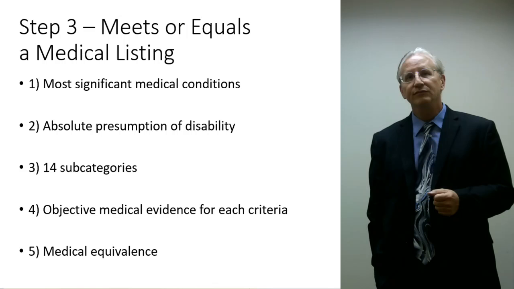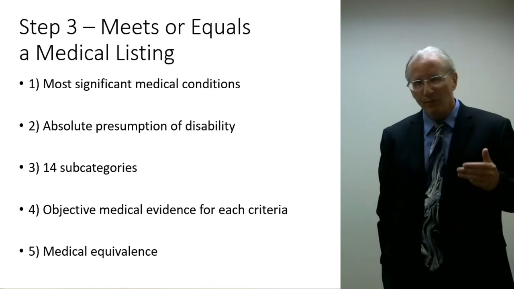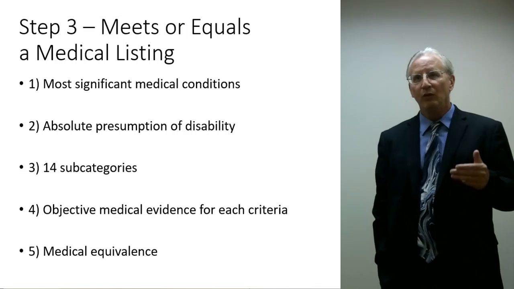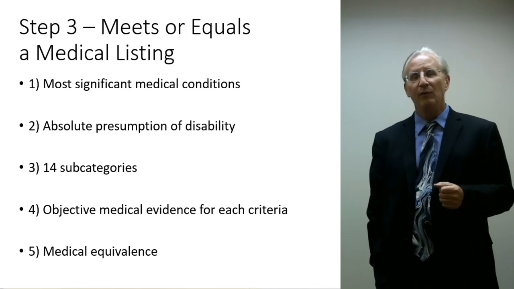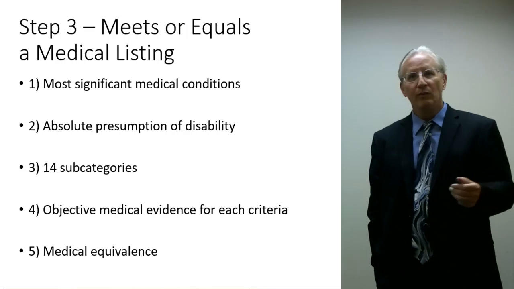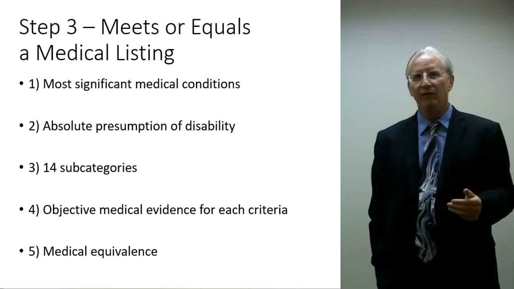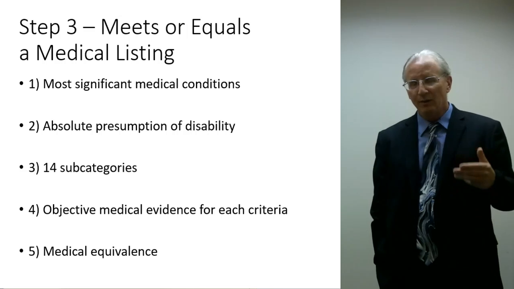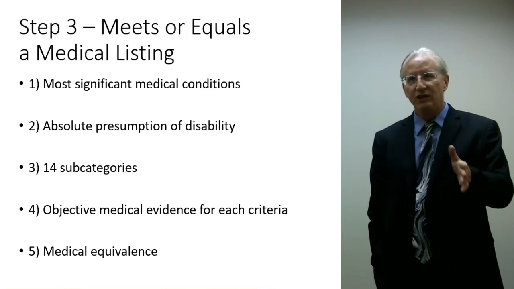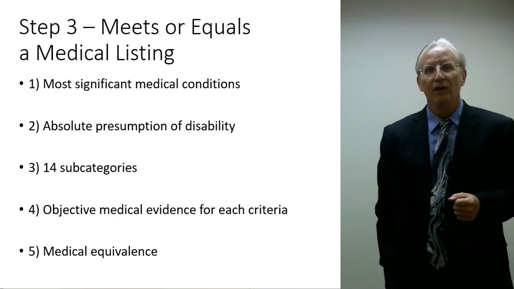of listings. Now, in order to meet or equal a listing, every component of the listing must be medically met in order for there to be an absolute presumption of disability. Now, whether or not someone meets a listing is based on medical determinations based on objective medical evidence. So you need objective medical evidence to support each and every criteria. So let's go over an example.